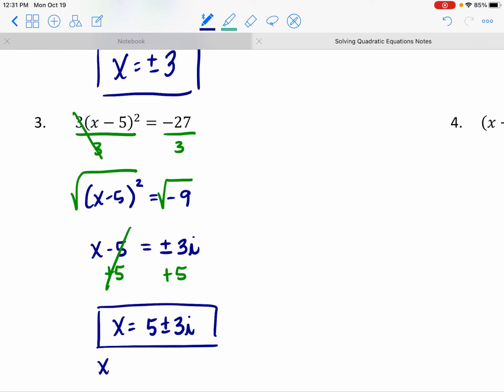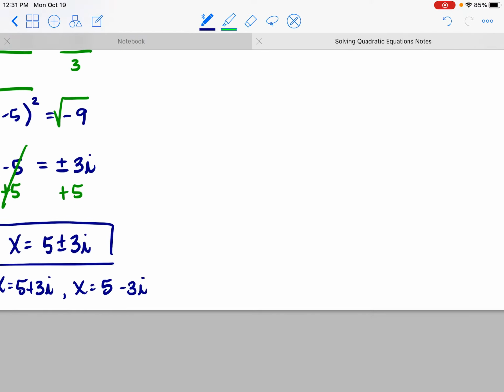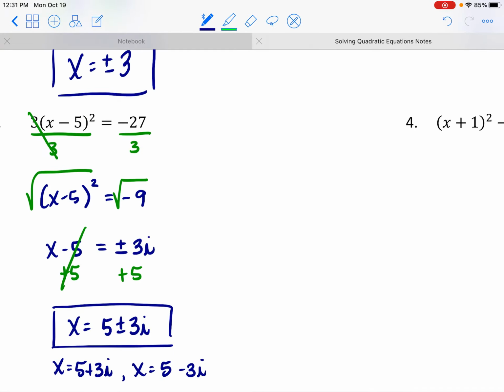I just have written them in condensed form here. This is saying that x could equal 5 plus 3i. That's one complex solution. And it's also saying 5 minus 3i is a second complex solution. So you have to recognize that there's two separate solutions there. But if you want to write them in condensed form, that's perfectly acceptable. Okay? So 5 plus or minus 3i, two complex solutions there.